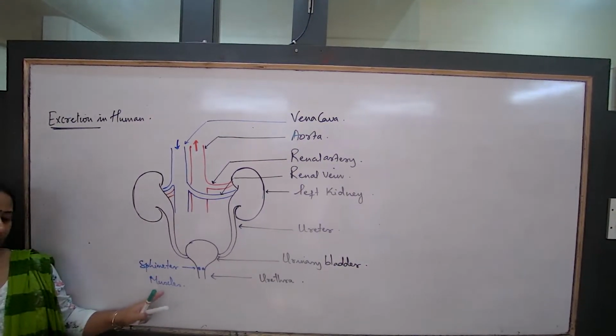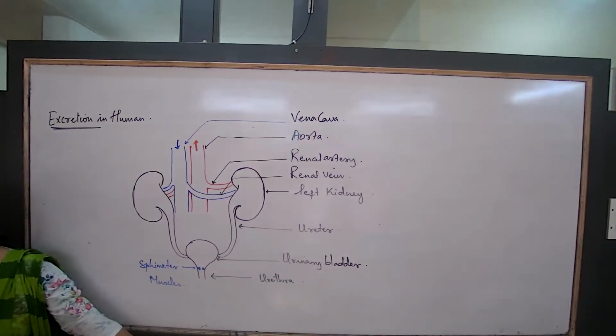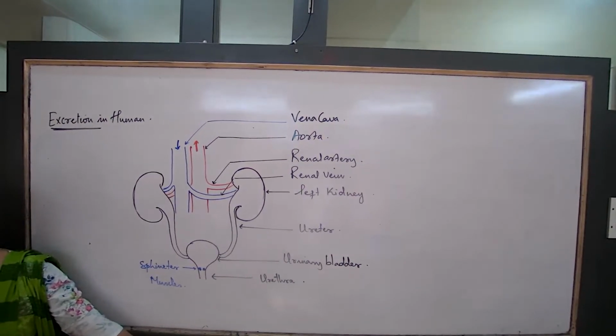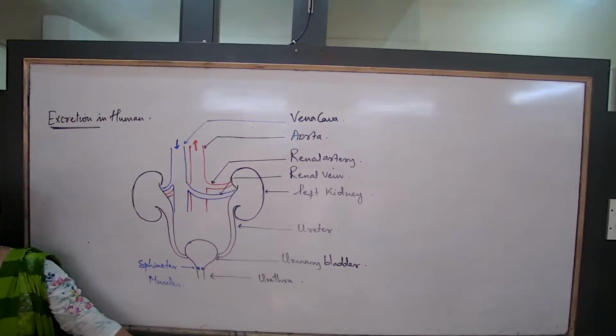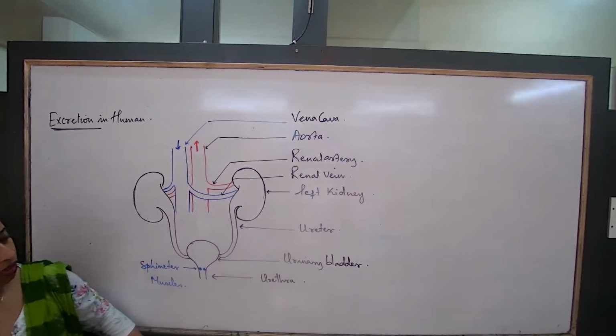Sphincter muscles. S-P-H-I-N-C-T-E-R. Sphincter muscles. Renal artery, renal vein.